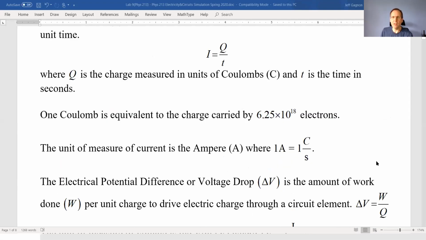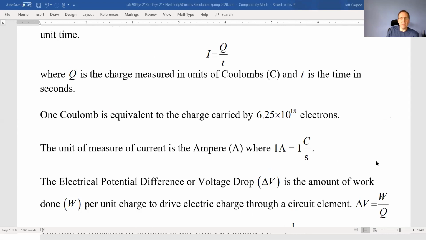That combination of coulombs per second, we give that a name, and you may have heard this name before. It's called an ampere or an amp. So current is measured in amps. Okay, so that's current, right? Amount of charge per time.